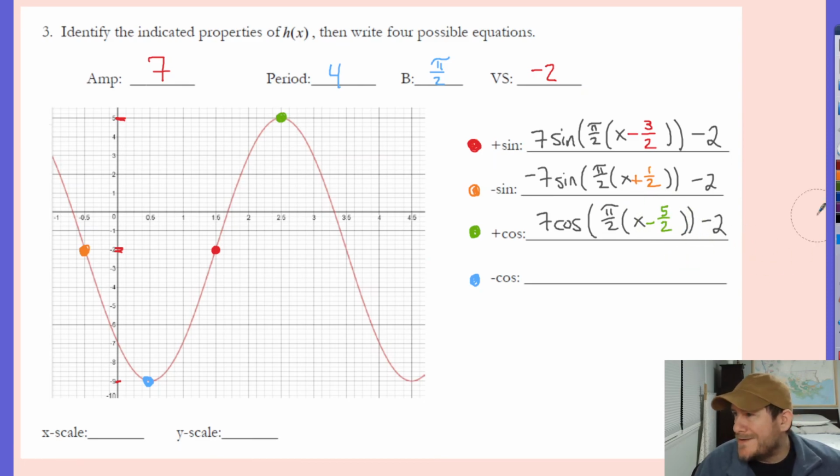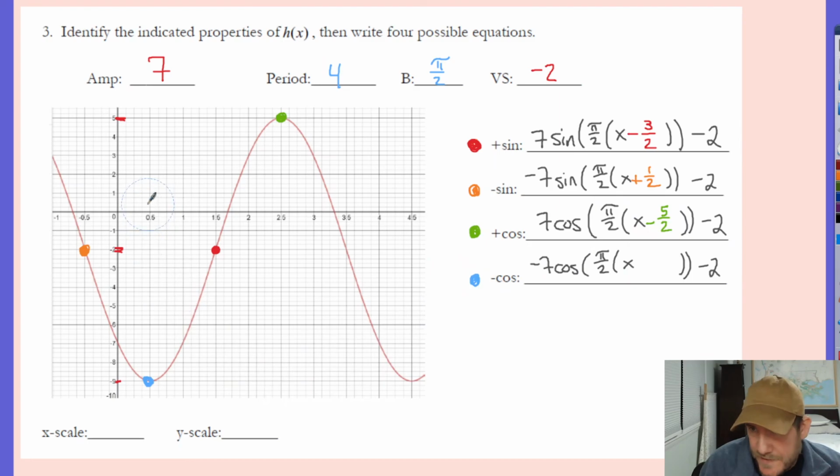Okay. Negative 7 cosine pi over 2 x, some phase shift, minus 2. Ugh, boring. I wonder what that phase shift is. I guess it's a half, and it's minus. Okay, great. I did a good job. That's everything. So that's how you write these functions.